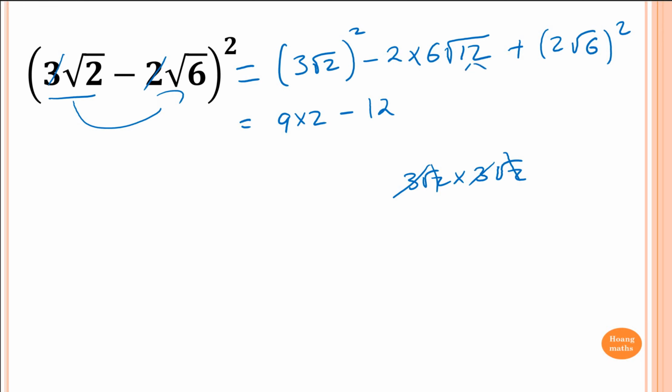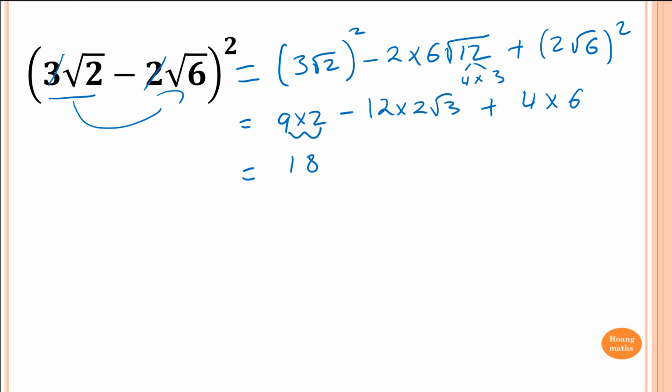And then you simplify as you go if you like. 4 times 3, of course. So square root 4 is 2, so times 2 root 3. So that added, 2 squared is 4, and square root 6 squared is 6. Nice and simple. And then I just simplify further. This gives me 18, and minus 24 root 3, and then add 24. Now 24 plus 18 is 42. So we write it down first: 42 minus 24 square root of 3.